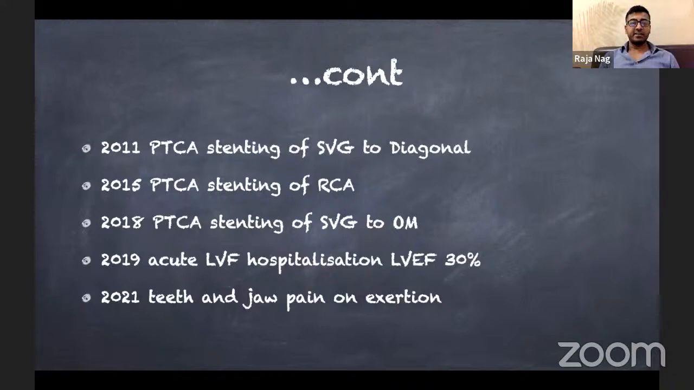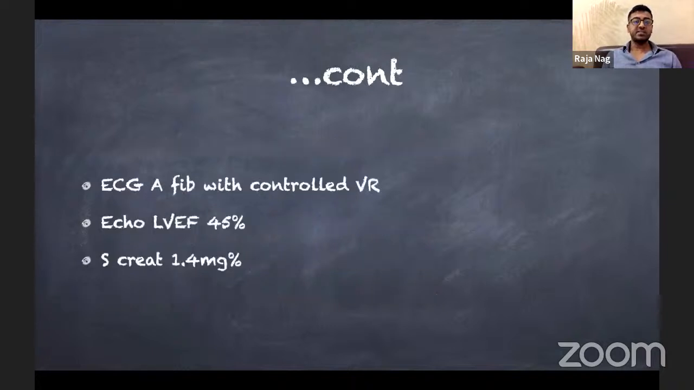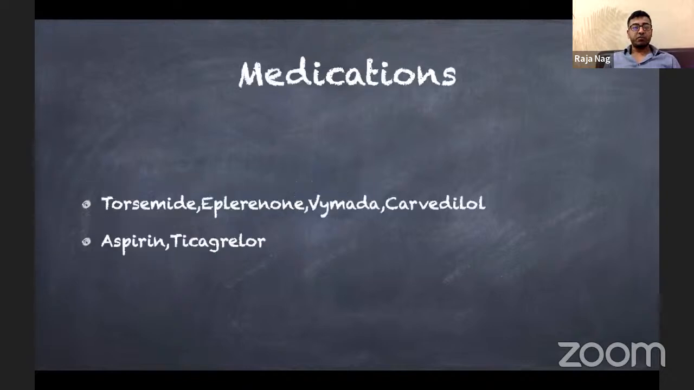In 2019, in the first pandemic, he presented with acute LVF hospitalization with ejection fraction of 30% and atrial fibrillation. He was managed medically and then discharged, and angio was not done at that point of time because his creatinine had shot up. Then again in 2021, he presented with severe teeth and jaw pain on mild exertion. ECG this time showed atrial fibrillation with controlled ventricular rate, with ejection fraction of 45%, on maximum medical management with current drugs. He also had a creatinine of 1.4 this time.